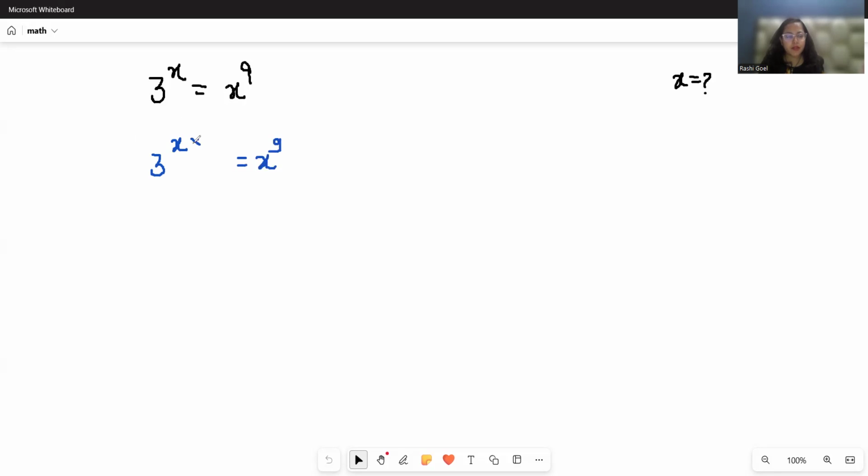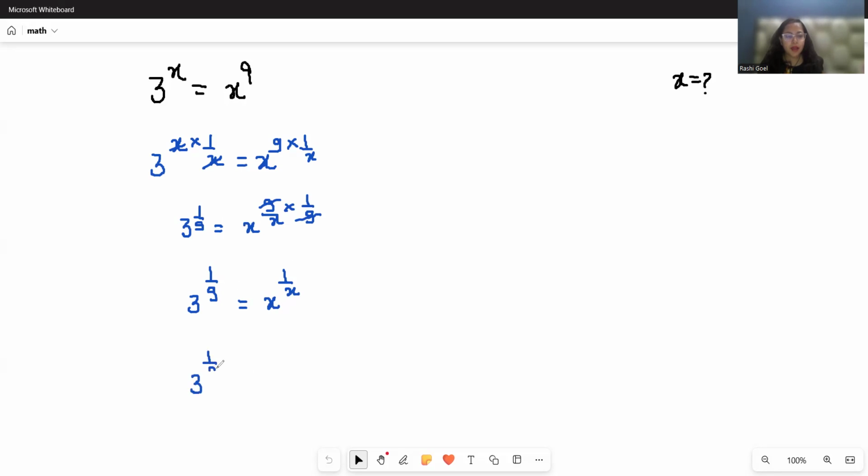If I multiply with power 1 by x both sides, so we can cancel out this. So 3 is equals to x power 9 by x. Now I am going to multiply with power 1 by 9 both sides. So it will cancel out. So 3 power 1 by 9 is equals to x power 1 by x.